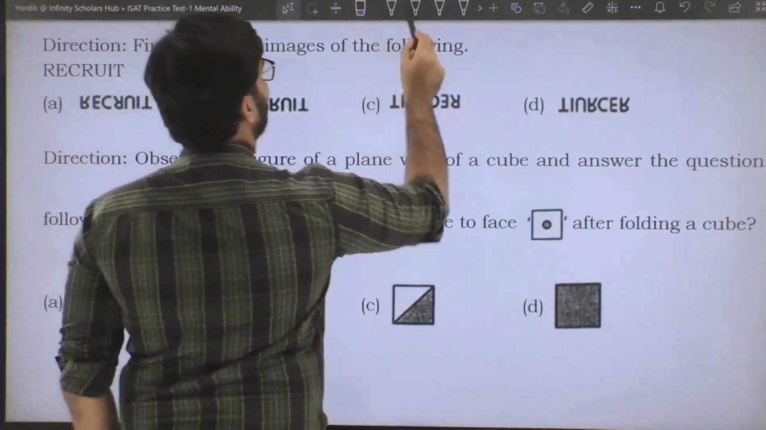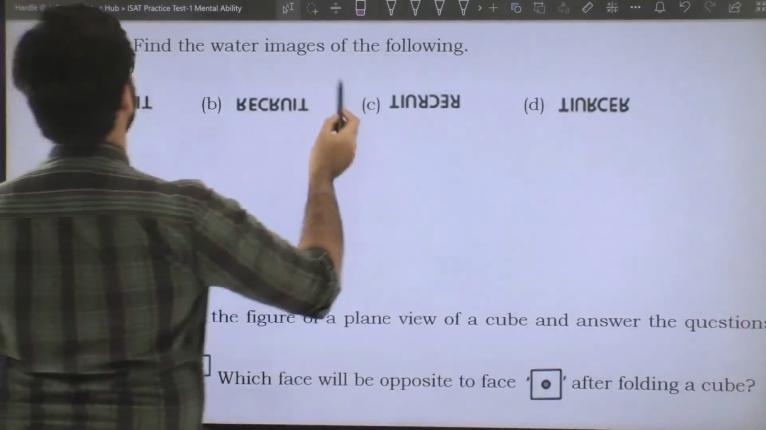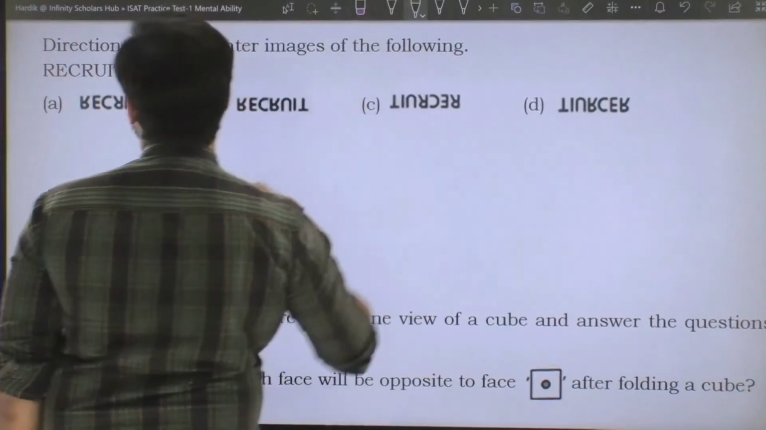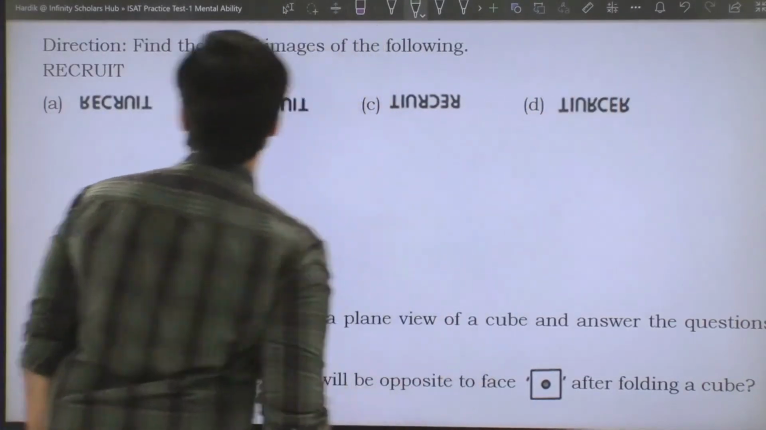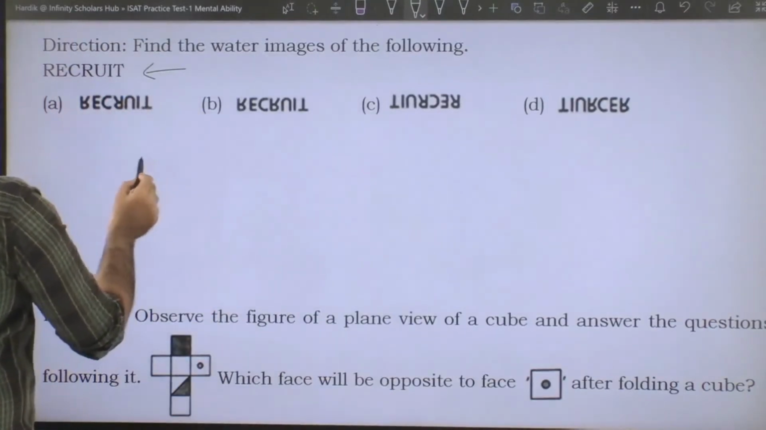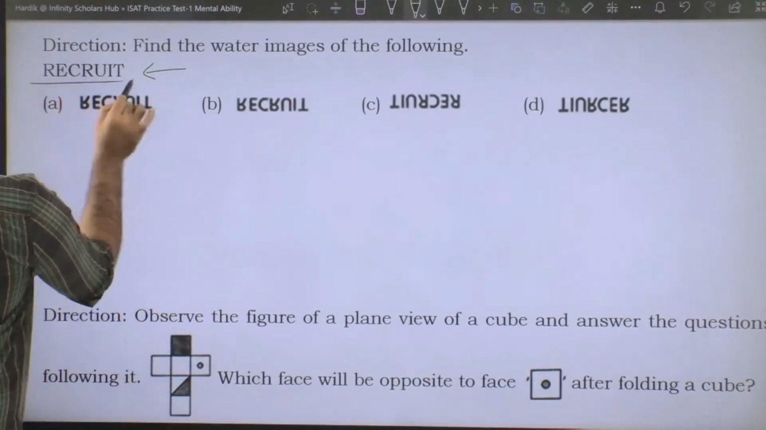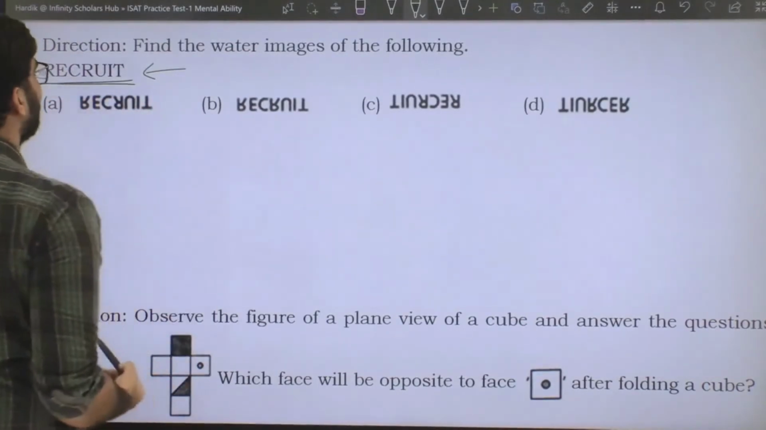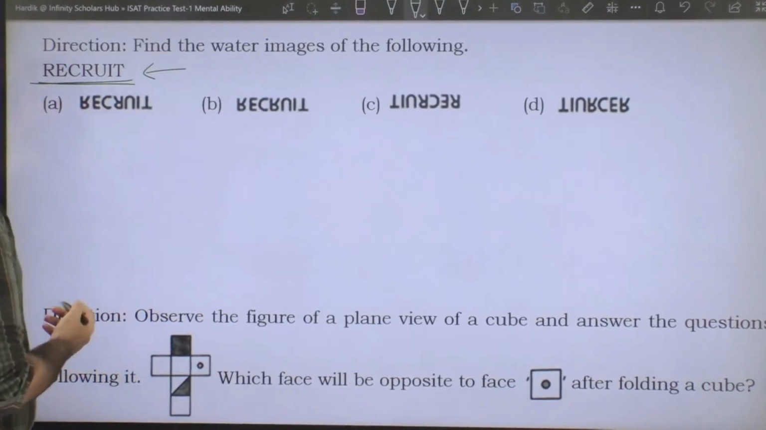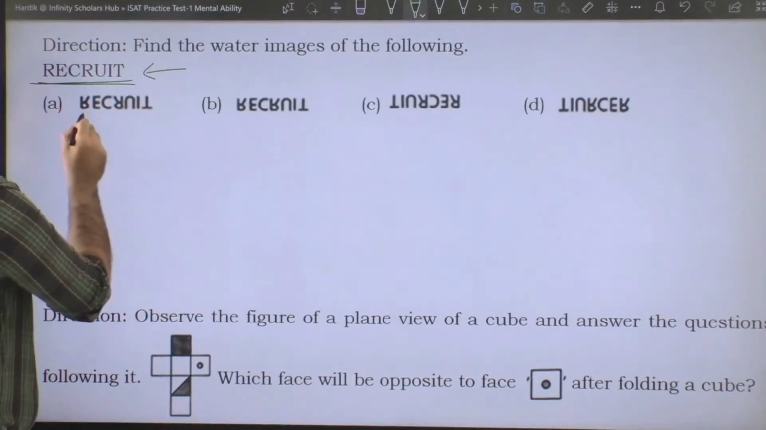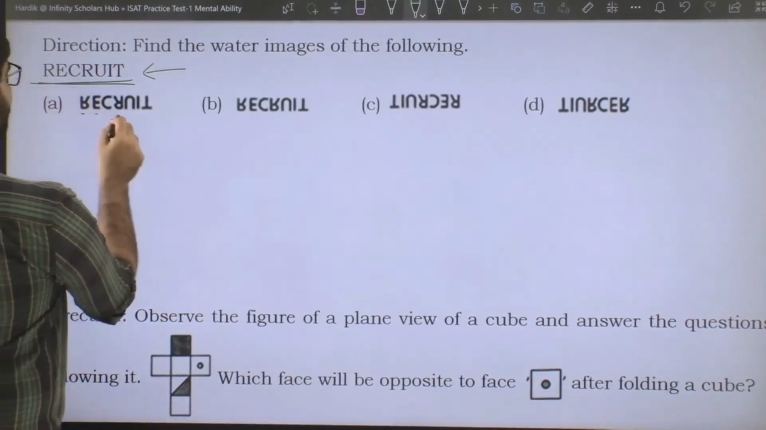What is given in this question? They are asking what is the water image of the word recruit. The word given to you is recruit. What is the water image? Whenever we talk about water image, you can understand it this way: there is a mirror placed at the bottom. Whenever reflection is given in water, you can imagine that there is a mirror placed at the bottom of the word. So R is correct, this side E is also correct, C is also correct, this R is wrong.